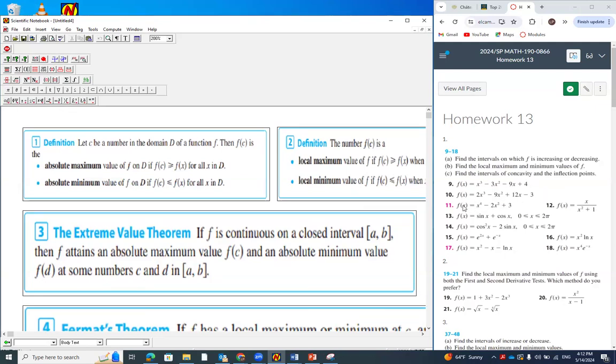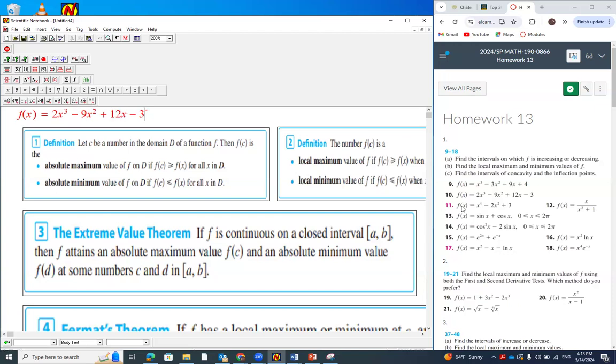This one I'm going to take is number 10. It's an even number question, and it's simple enough, comparable with number 9. So we're going to do number 10 in this first example. We have f of x equals 2 times x raised to the power 3, minus 9 times x squared plus 12x minus 3.